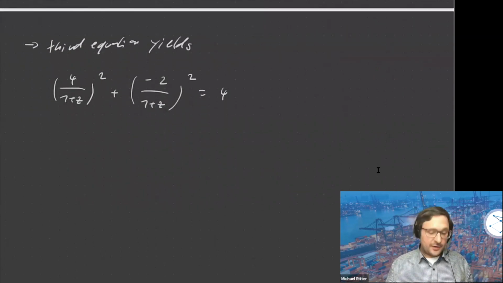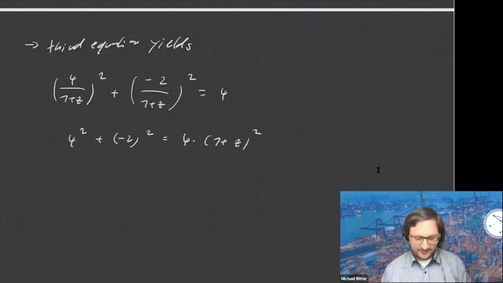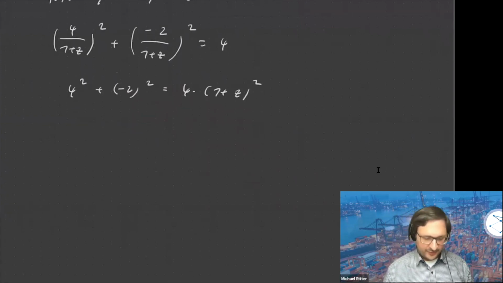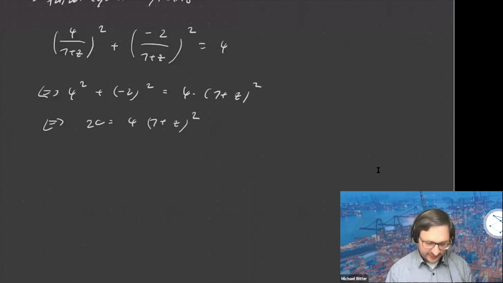Okay, when is that going to be the case? Well, what we can do now is we can try and solve first for this 1 plus z squared here. So let's multiply everything by 1 plus z squared. And we get 4 squared plus minus 2 squared equals 4 times 1 plus z squared. And then we can try and solve this. So 4 squared is 16 plus minus 2 squared is 4. So we have 20 equals 4 times 1 plus z squared.